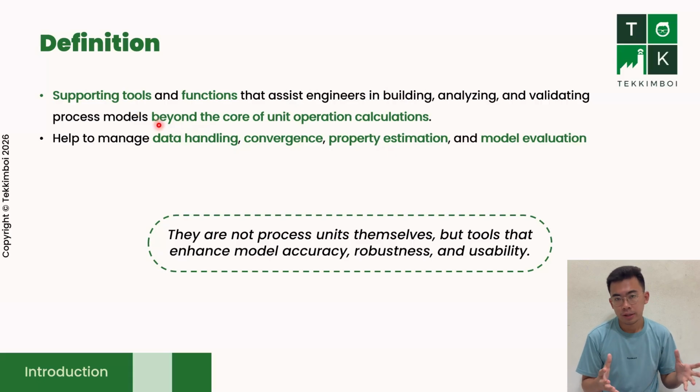So I can say that a simulation utility is actually not the core of process simulation. It is just an additional feature which adds value to simulators. Without the simulation utilities, a process simulator can actually stand by itself with the calculation of heat and mass balance and the results of equipment calculations, but by having these utilities, it adds to the value of process simulators. So it is used to manage data handling, convergence, property estimation, and model evaluation. They are not process units themselves, but tools that enhance model accuracy, robustness, and usability.